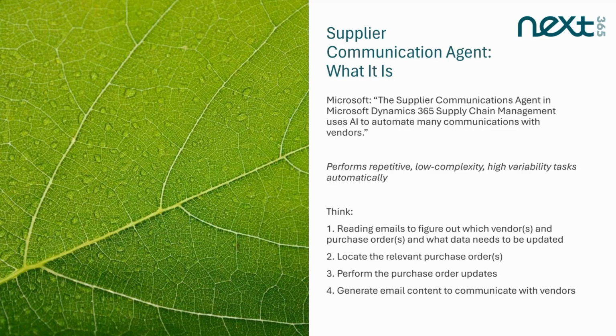You read the email and you try to figure out what vendor and what purchase orders are being referenced. So that's an inference that you have to make. And then you read the content and you figure out, okay, what pieces of data do you need to extract from the email so that you know what updates you need to make into your application. Then you have to go into your application, look up the vendor, look up the PO, and then go in and make those changes to the application on those purchase orders.